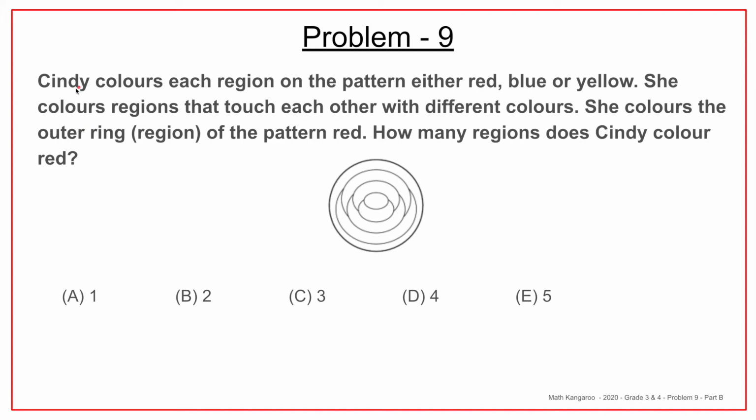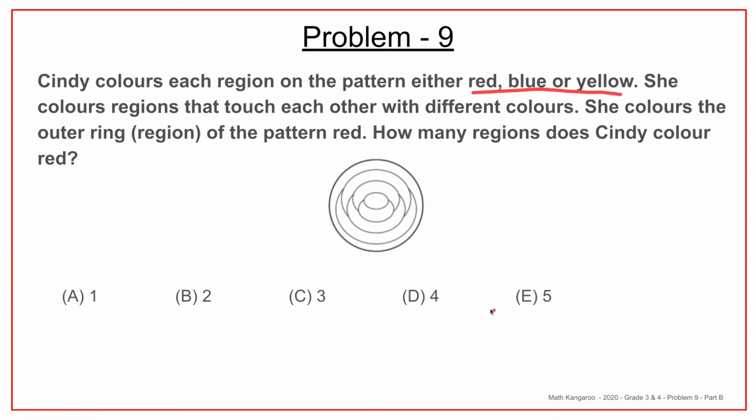Problem 9. Cindy colors each region on the pattern either red, blue, or yellow. She colors regions that touch each other with different colors. She colors the outer ring region of the pattern red. How many regions does Cindy color red?